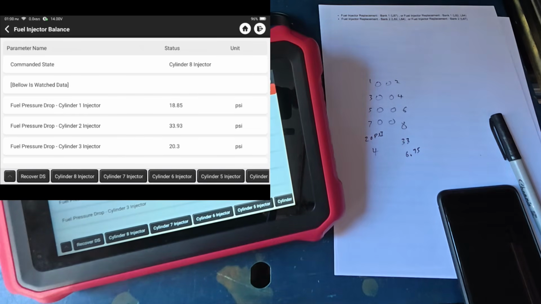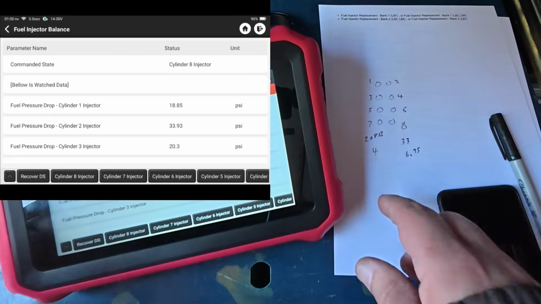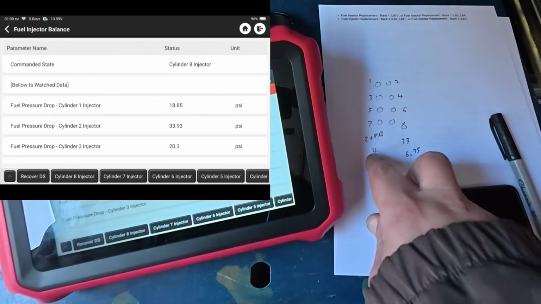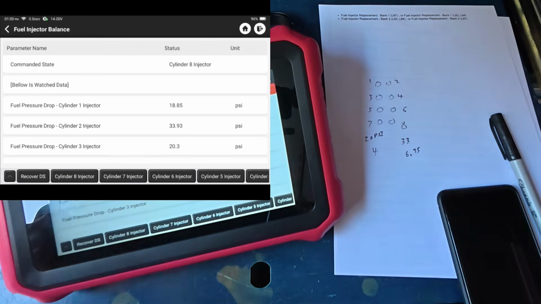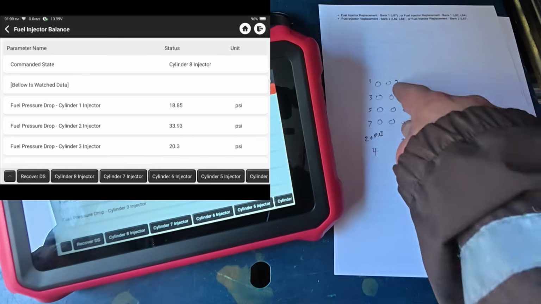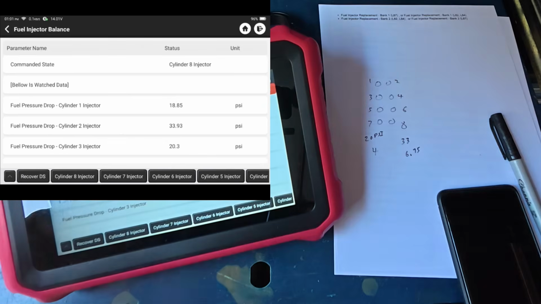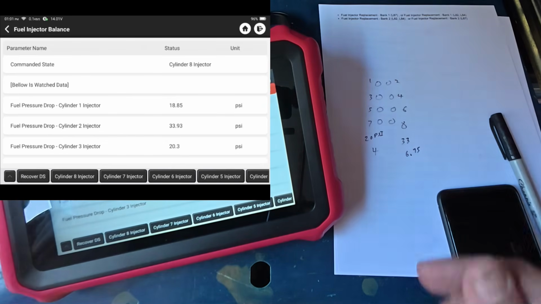So ideally what you want is all of them to be even. And the reason bank 1 and bank 2 has different averages is because the pressure sensor is not right in the middle for both fuel rails. So that's what that's all about.